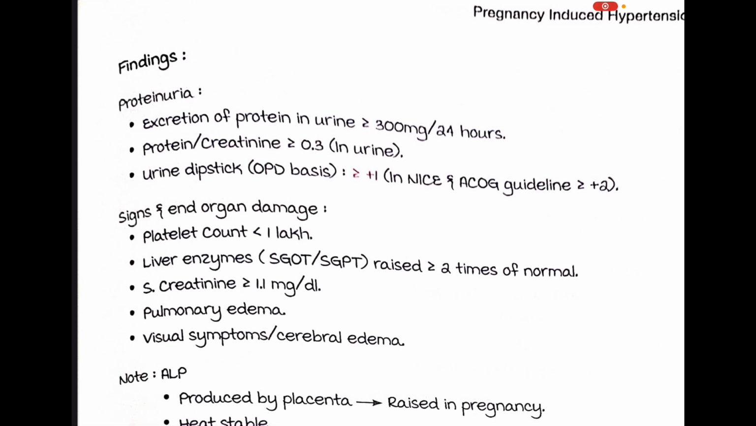Platelet count less than 1 lakh. Liver enzymes SGOT and SGPT raised more than 2 times the normal. Earlier we read that SGOT and SGPT are never physiologically increased in pregnancy, so if you see that, it means there is end organ damage. Serum creatinine more than 1.1 milligram per deciliter. Pulmonary edema, visual symptoms, cerebral edema.